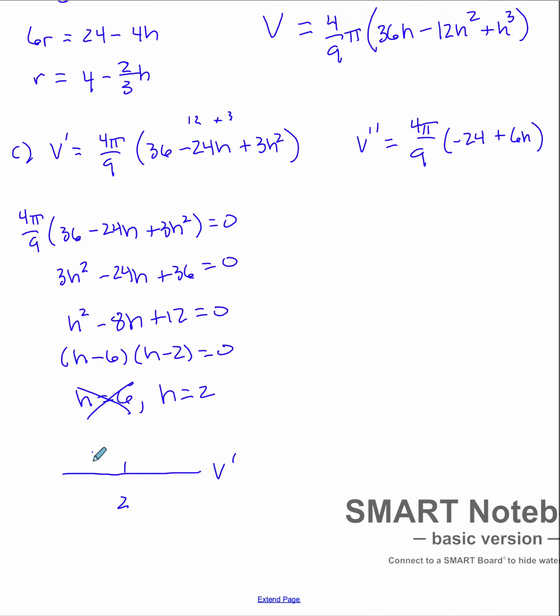That's positive. Okay, so if I put in 3 for h in the first derivative, that would be 36 minus 72 plus, clearly that is negative. And this is good news because that means to the left of 2, the volume is increasing, and to the right of 2, it's decreasing. That means that is our maximum. And that is good enough to prove that the maximum occurs when the height is 2.